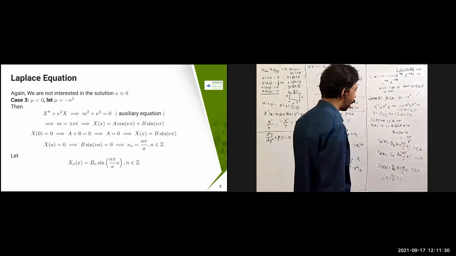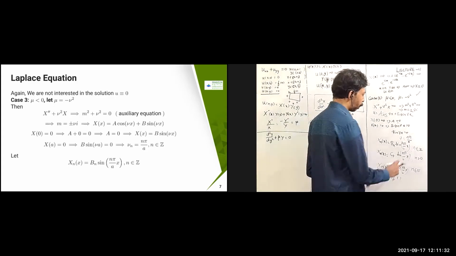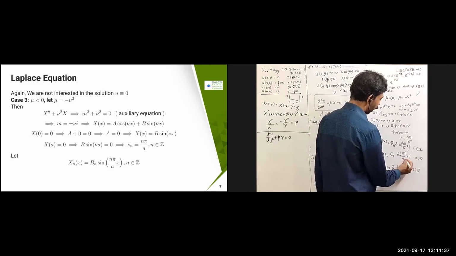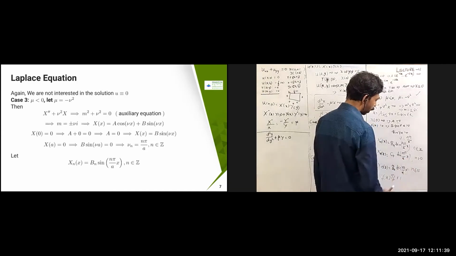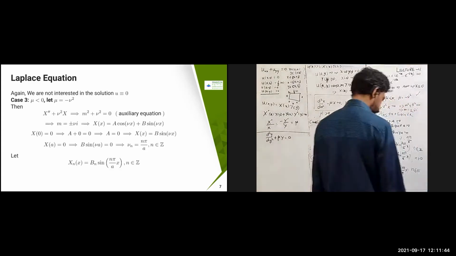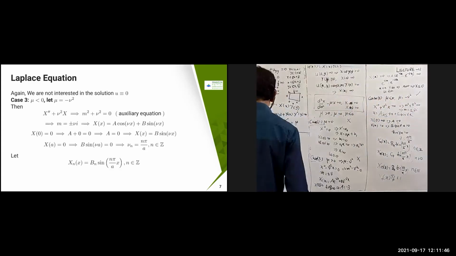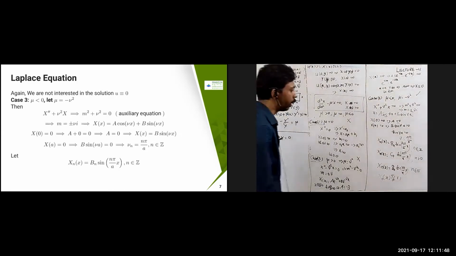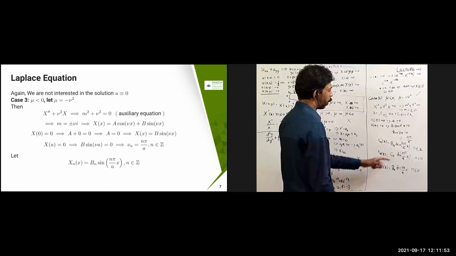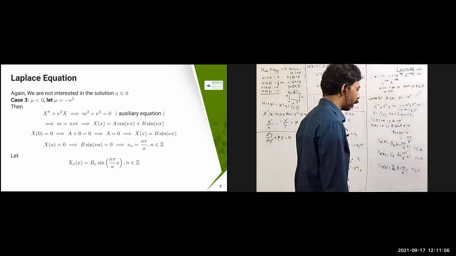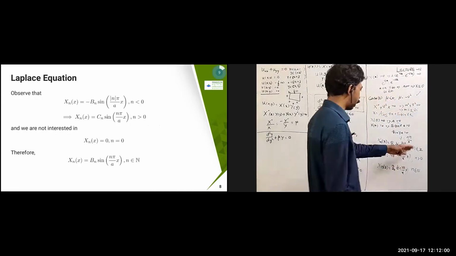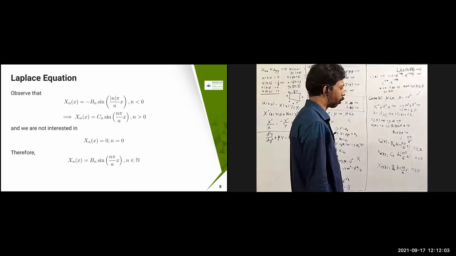Automatically, therefore your x1 of x is going to become b_n sin(mu x), that is, x_n of x is going to be b_n sin(n pi by a into x), where n belongs to N. So everywhere I am going to replace that. Again the same logic: n greater than 0, n less than 0, as we discussed for the heat equation.